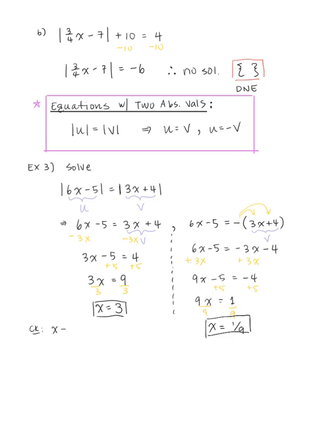When x equals 3, you're going to plug this value into the original equation. So you're going to have to ask yourself, does the absolute value of 6 times 3 minus 5 equal the absolute value of 3 times 3 plus 4? That's what you need to be asking. So let's do this. 6 times 3 is 18, minus 5. Does it equal 3 times 3 is 9, plus 4?